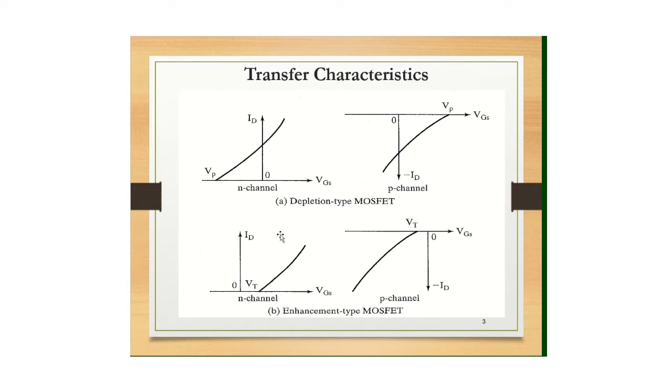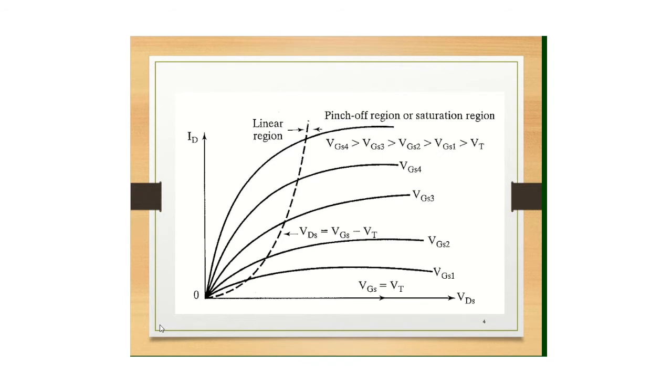If you observe here, for the N channel enhancement type MOSFET, at VGS equal to 0, there would have been no drain current. But as we increase VGS more than the threshold voltage, there would be a significant increase of the drain current. Okay, so this is the typical transfer characteristics of the MOSFET, as you can observe there. We also discussed the output characteristics, which is depicted in the figure.